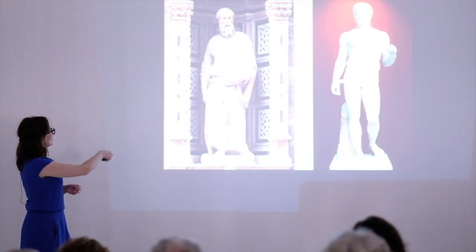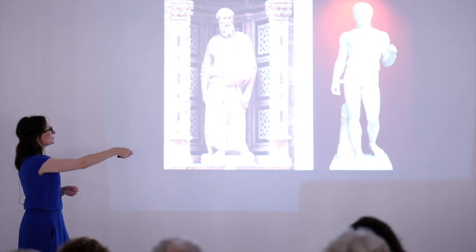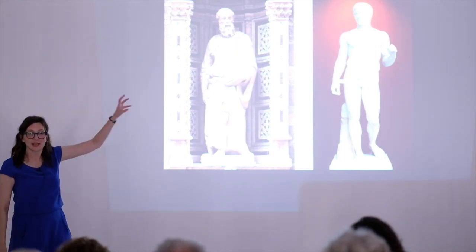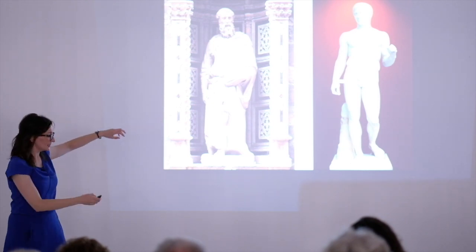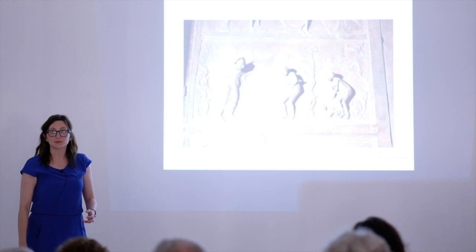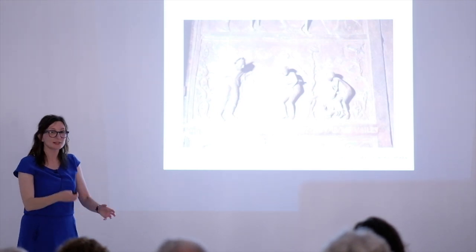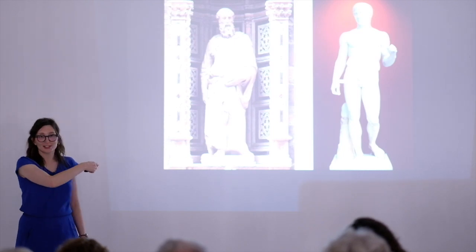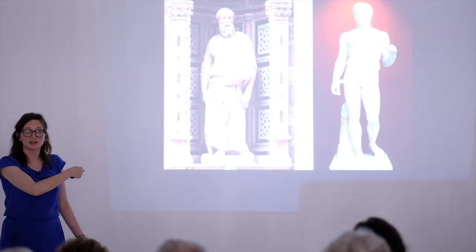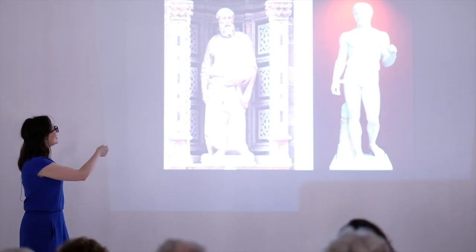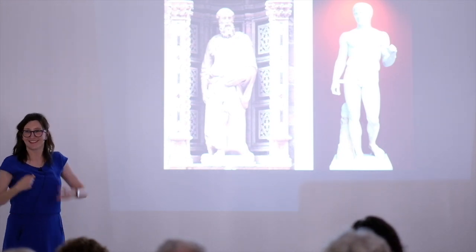So St. Mark, Donatello's depiction of St. Mark, has much more in common with the classical sculpture than it does with anything from the medieval era. So Donatello, his motivation here is not storytelling. It's non-narrative. He's telling the story through the depiction of the body. St. Mark has no halo, right?